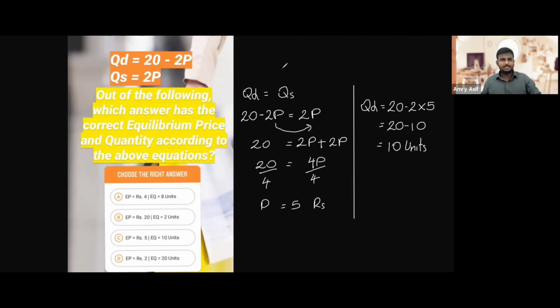All you have to do now is just look for equilibrium price 5, equilibrium quantity 10 in the answers, and in answer number 3, we have it. Equilibrium price is 5, equilibrium quantity is 10. Just to cross check, let's put this 5 rupees in the supply equation also, 2 multiplied by price. So price is the equilibrium price, since we are trying to find the equilibrium quantity, and again 10 units. So QD and QS are equal when the quantity is 10 and the price is 5. That's your answer.